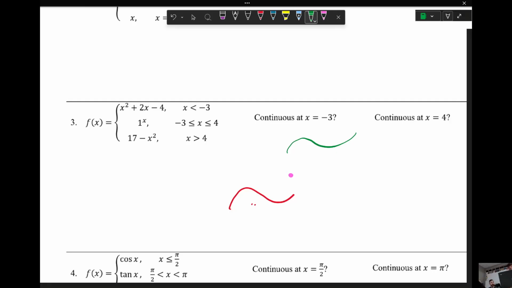Sorry, on 4, I got yes there, no there, because I thought pi over 2 approaching from cosine would be 0, and from tangent, isn't it? Tangent is sine over cosine. Okay, yeah. So that would be undefined. Right.